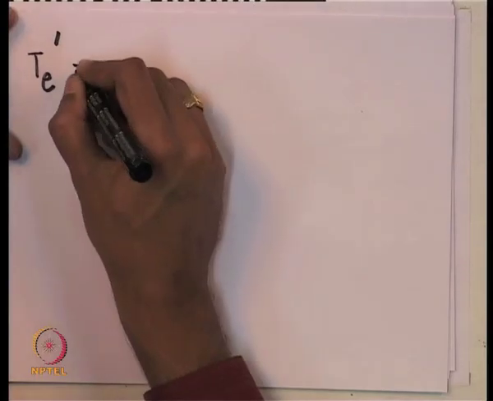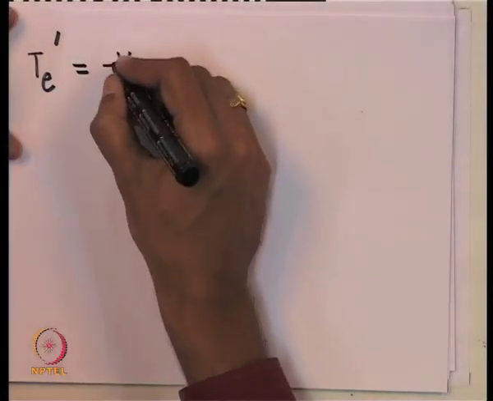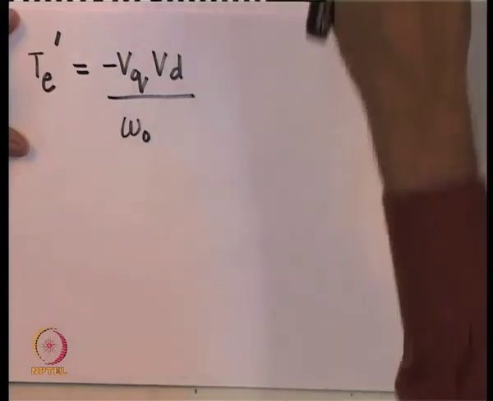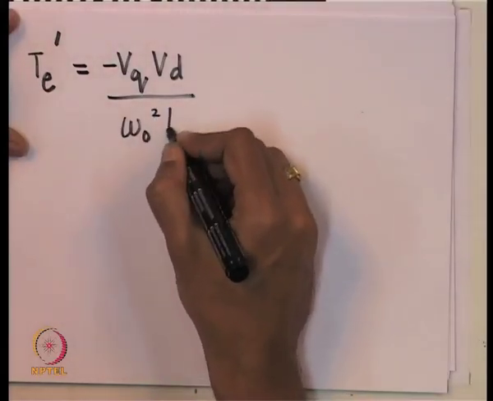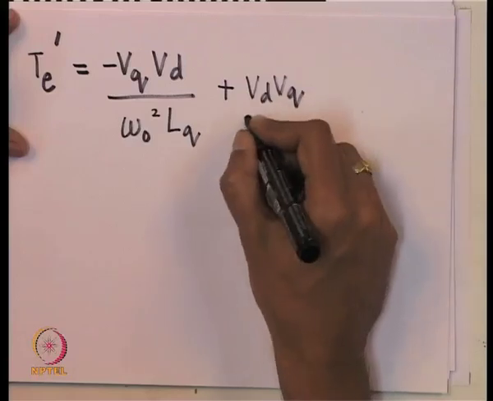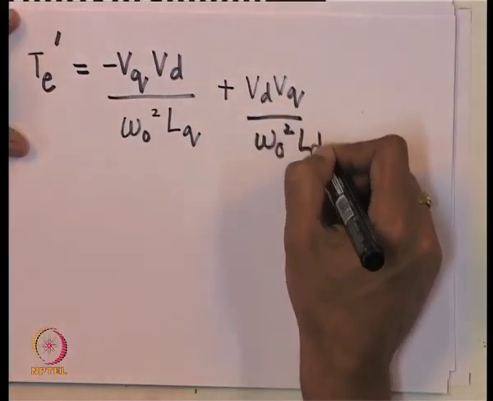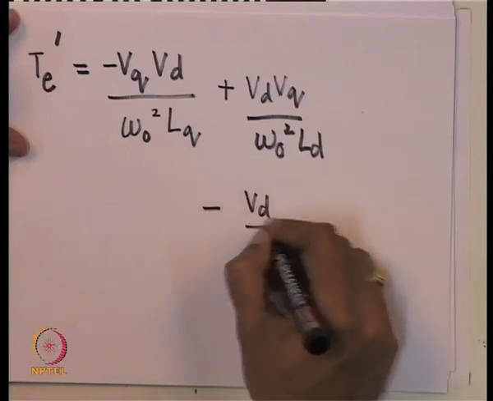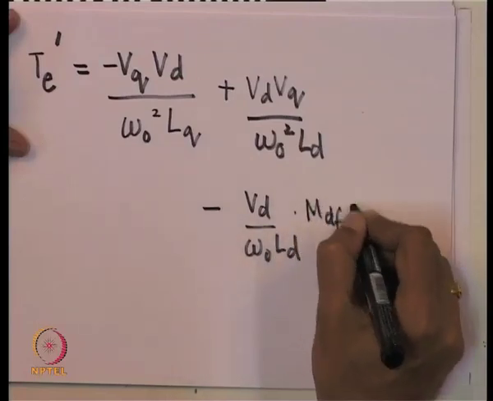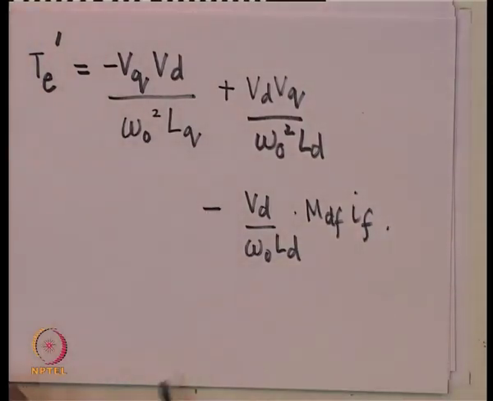If we regather all these terms again, this is turning out to be quite an avalanche of equations, but let us be steady. So, minus V q V d by omega naught square L q, plus V d V q by omega naught square L d, minus V d by omega naught L d into m d f into I f. These are the expressions we will get finally from this.